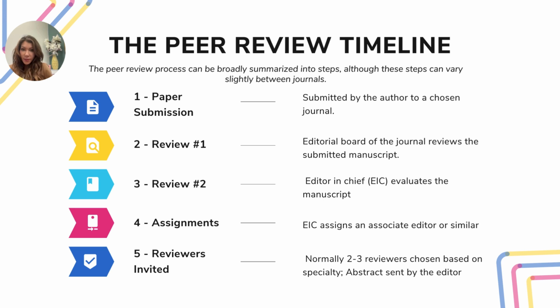And the fourth step is the assignment. So this is when the editor in chief says, yes, this fits our journal. I do want a little bit more of a pass through on this to see if it's an appropriate fit and if we want to publish it. And they're going to assign an associate editor or somebody similar. And then the fifth step is where the reviewers, you, hopefully, after this learning module, will be a peer reviewer. And usually 2 to 3 reviewers are going to be chosen based on someone's specialty, their expertise, things like that. And the abstract would then be sent by the editor to the peer reviewers.